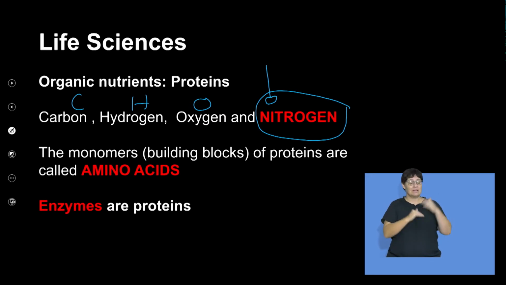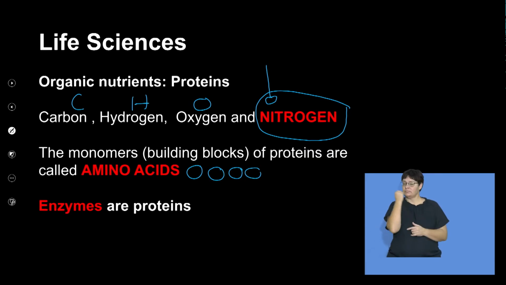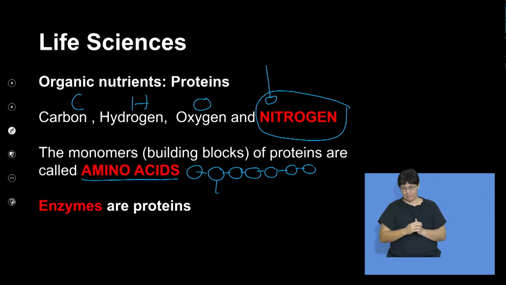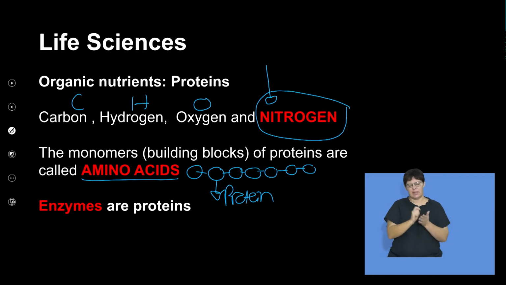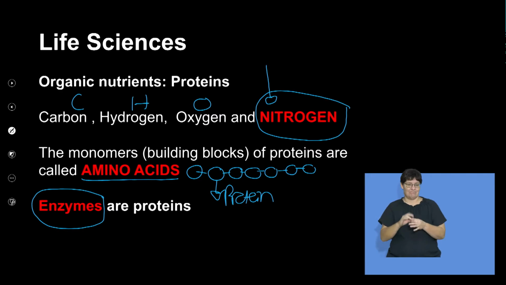Now the building blocks, the monomers, each of these little ones, they are called amino acids. And we put all these amino acids together, usually 50 or more, and that is what we call a protein. Remember, guys, that's your meats, your chickens, your chickpeas, your soya, your beans and your peas, etc., your legumes. They're rich in proteins. Very, very important, enzymes are proteins.